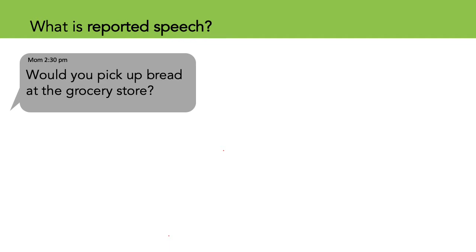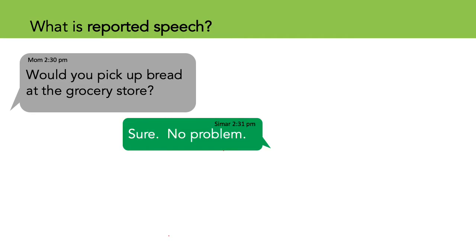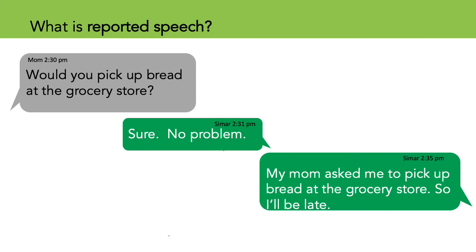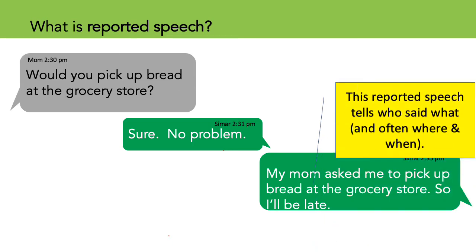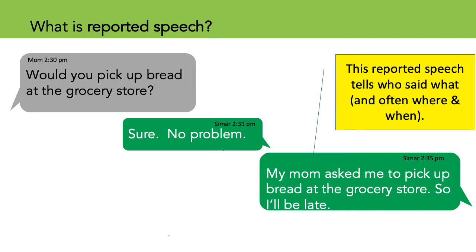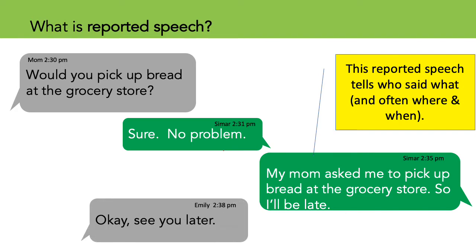Reported speech occurs when the words of another person are repeated in a new context, framing that person's name into the sentence to clarify who said or wrote the information reported. For example, if Mom requests bread at the grocery store, Samar might report that request to her friend Emily, clarifying that my mom asked me to pick up bread at the grocery store. In this text, the reported speech tells who said what. It may also include where and when.